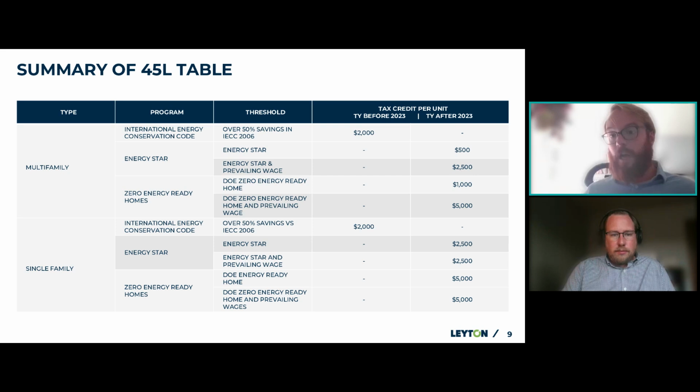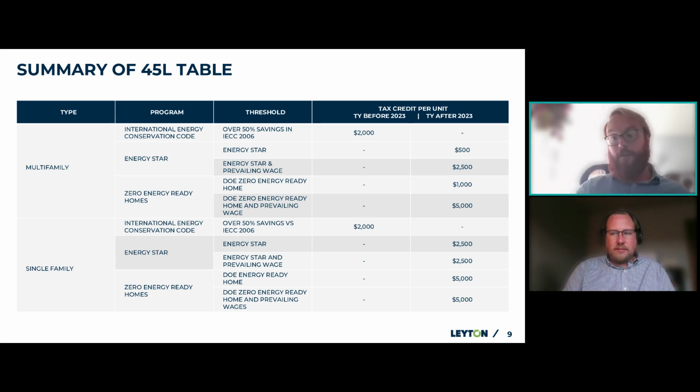So we'll just leave this up for a second, but this is a great visual for you guys to see what the different credit amounts are. One thing you should definitely notice is that with multifamily projects, there is a prevailing wage requirement for the full tax credit amount. Without prevailing wage, it's a 5-time divider compared to the full tax credit amount. So multifamily getting Energy Star certified is $500 a unit. With the prevailing wage, that goes up to $2,500 per unit.